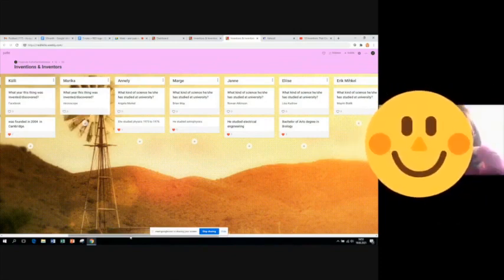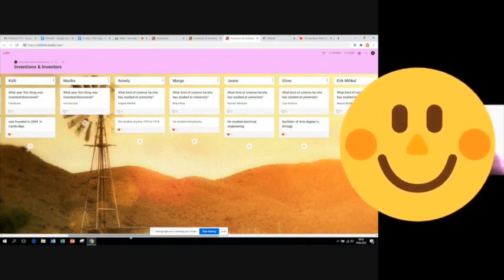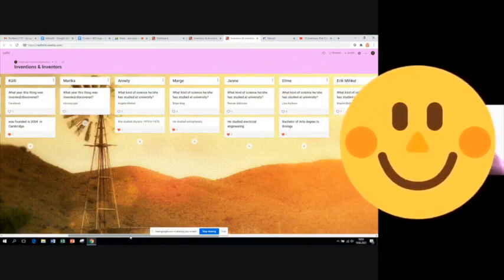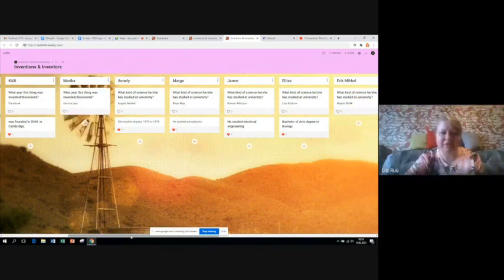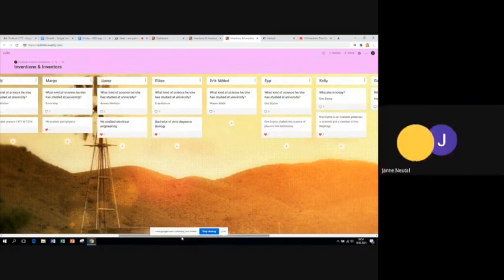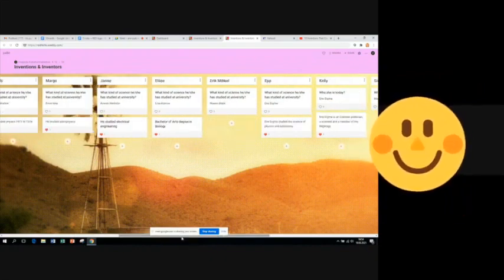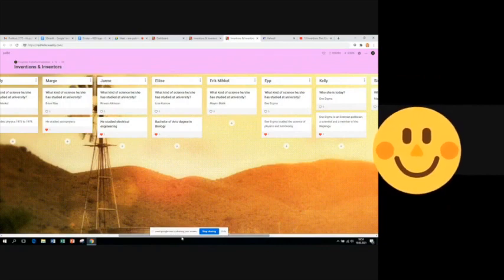Brian May studied astrophysics and he graduated in 2007. He became a PhD in astrophysics in London. Anne, tell us about Rowan Atkinson. Rowan Atkinson studied electrical engineering.